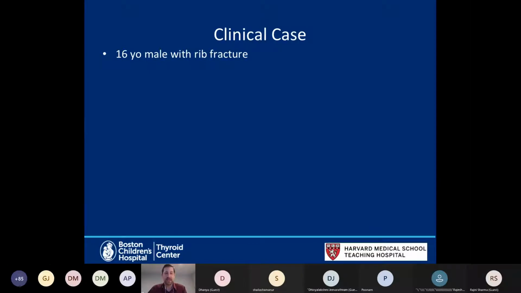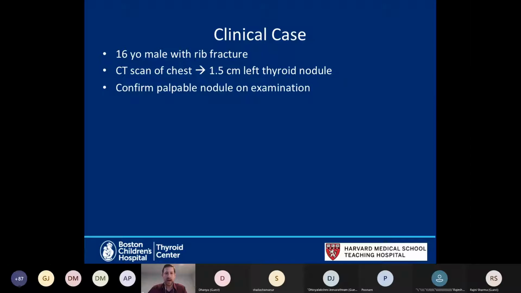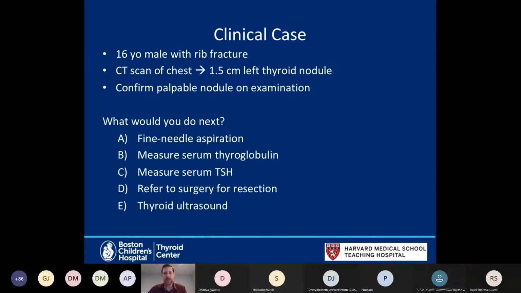This is a patient that I've seen very recently. He's a 16-year-old boy who had suffered a rib fracture while he was playing ice hockey, and had a CT scan of the chest related to that, and incidentally was noted to have a lesion in his left thyroid, which his physician confirmed on palpation was a palpable nodule in his thyroid. And so I was going to ask the group to think what your next step would be if this patient were referred to you for evaluation.